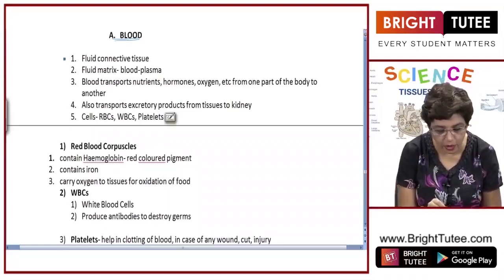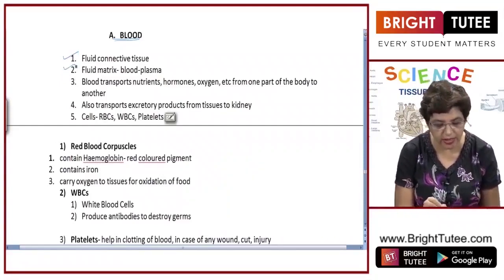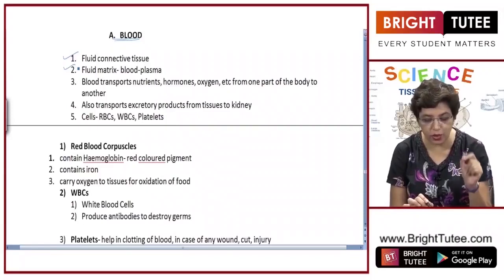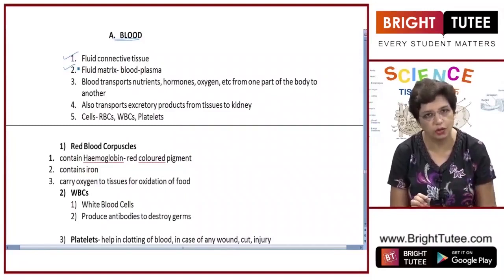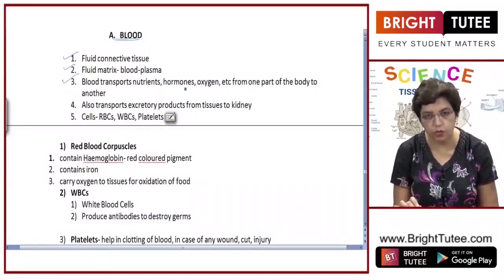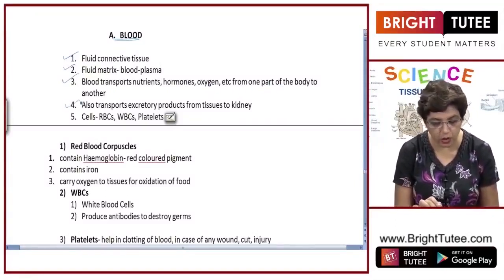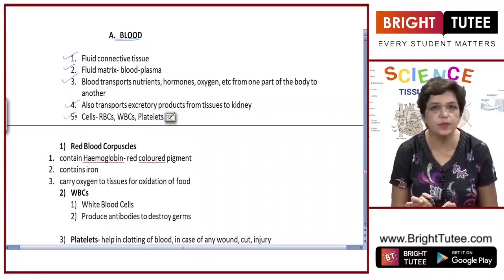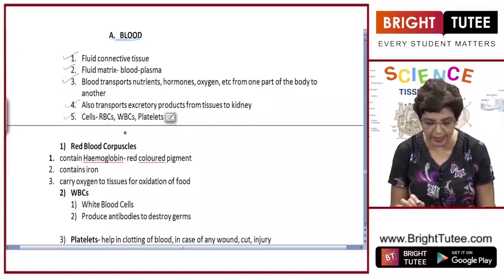So blood is called a fluid connective tissue because it flows, it is liquid. It has a fluid matrix which is known as the blood plasma. So if the question is which name the fluid connective tissue, that is actually the blood. The question, they are asking you about the blood itself. Then the main function, blood transports nutrients, hormones, oxygen, many other things from one part of the body to another. It also transports excretory products from tissues to kidney. The various types of cells present in the plasma are RBCs, WBCs and platelets.